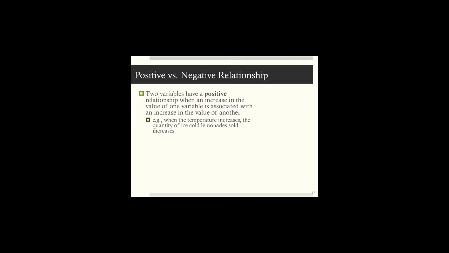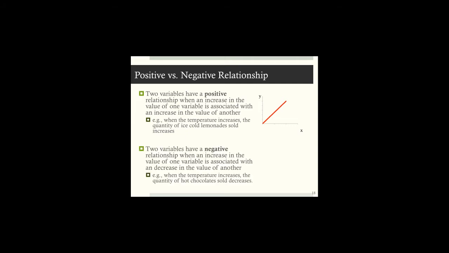Two variables have a positive relationship when an increase in the value of one variable is associated with an increase in the value of another. For example, when the temperature increases, the quantity of ice-cold lemonade sold increases. So we see this positive relationship between y and x.